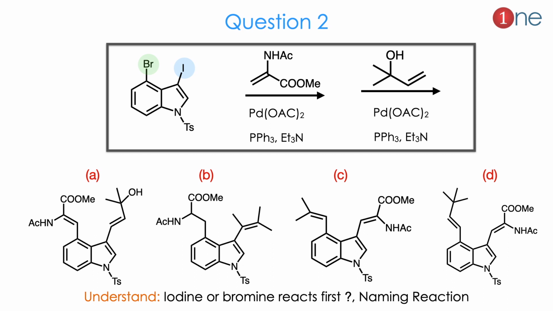Then question number 2. The starting material is a kind of indole system where bromine and iodine are attached. In the next step you are using an amine which is conjugated with an alkene and then with a carboxylic acid ester. Then in the next step you are using a tertiary alcohol which contains an alkene also. Here you are using a palladium reagent, phosphine and triethylamine. They ask you to guess the products. Products are mostly coupled ones. But the problem is you have to guess whether the products are cis or trans in the alkene. Here the problem is all about selectivity. Whether iodine is reacting or bromine is reacting. One named reaction is also involved here.